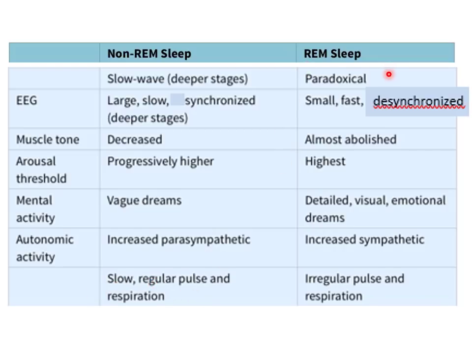During REM sleep, also known as paradoxical sleep, because it looks like the brain is awake from the EEG, there is low amplitude, high frequency activity, such as beta activity, and desynchronized activity. The muscle tone is markedly abolished. It has the highest arousal threshold, that is, it's very difficult to awaken a person at that point. There are often detailed visual emotional dreams, markedly increased sympathetic activity, and irregular pulse and respiration.